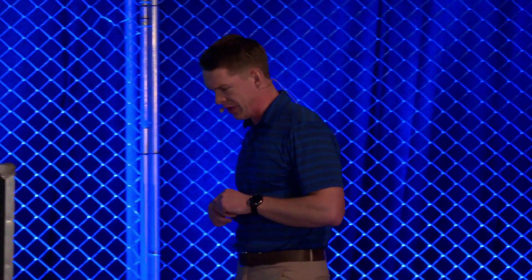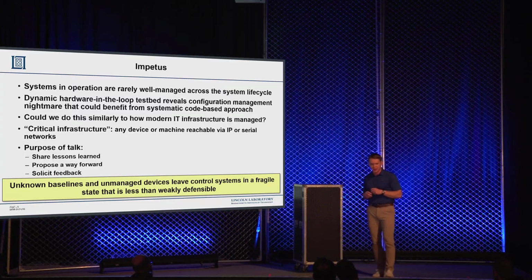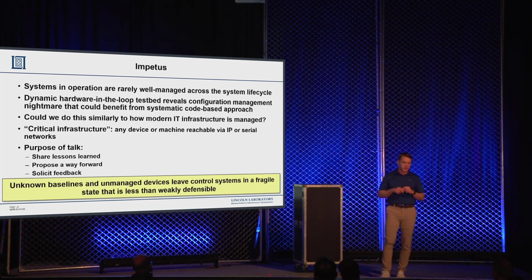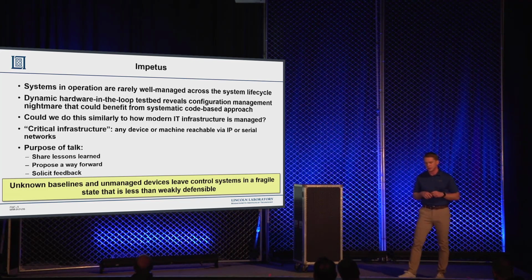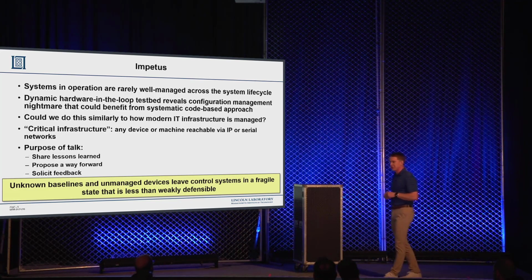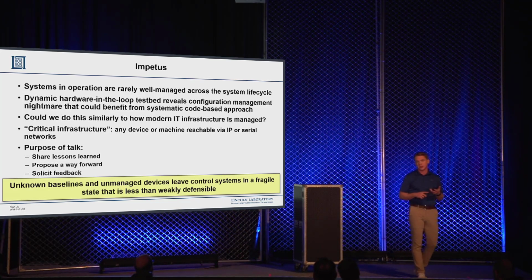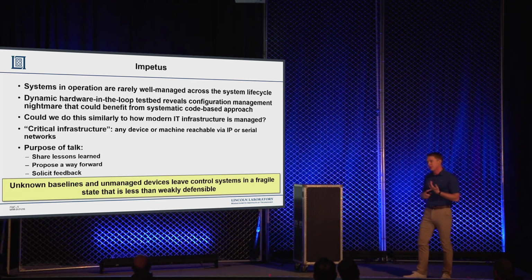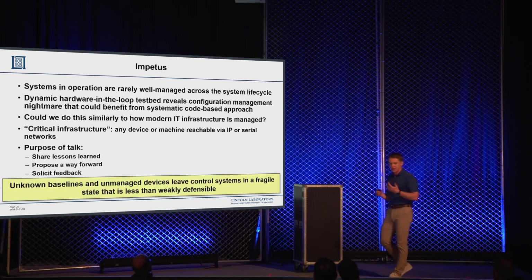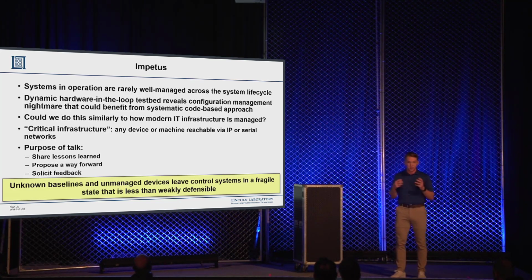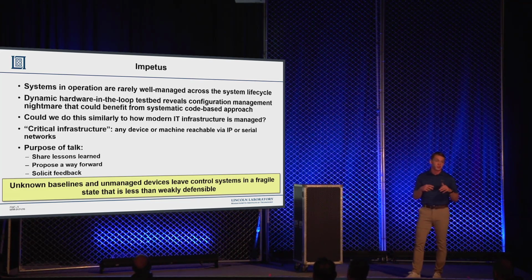So to that end, we wanted to ask: is there a better, systematic, code-based approach? We looked at the IT world, the enterprise world, the cloud service providers, to see what they do. This is where the infrastructure as code philosophy came up. To them, infrastructure is things like bare metal servers, virtual machines, containers, software applications. They've coalesced around this thought process called infrastructure as code to manage all those things. So we wanted to see if that was appropriate for critical infrastructure.